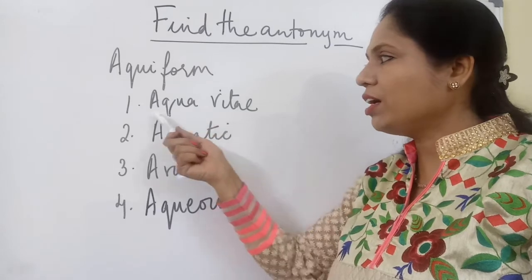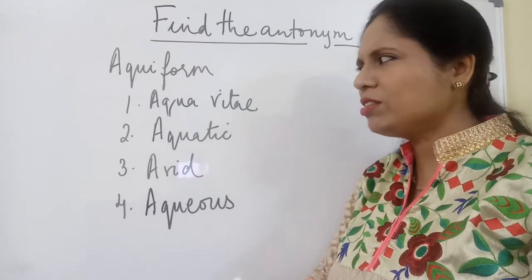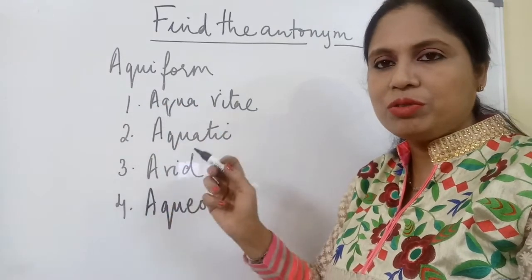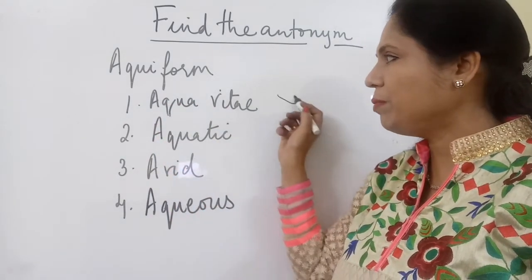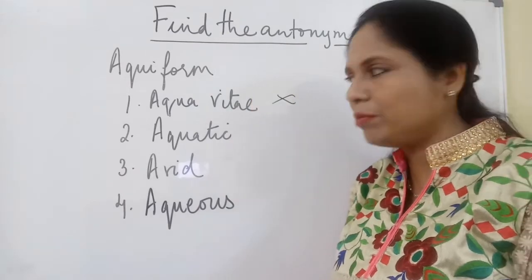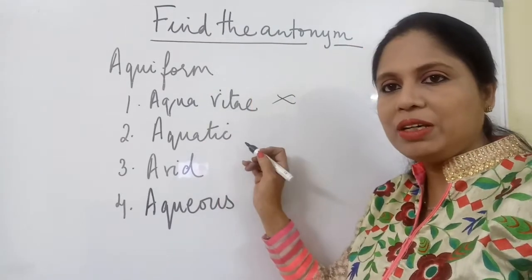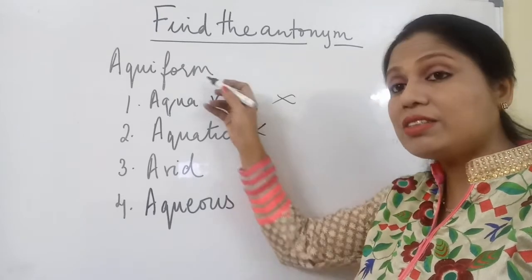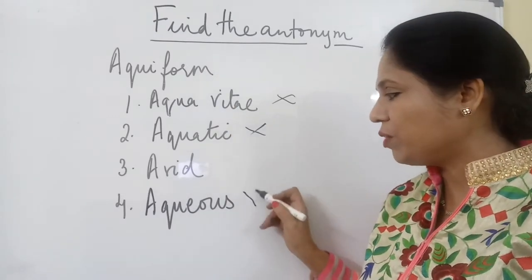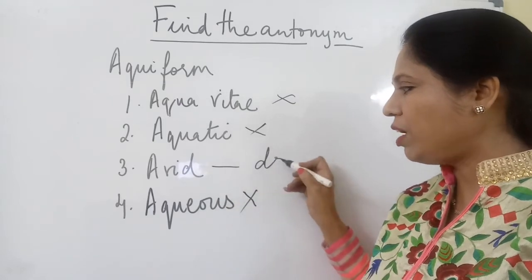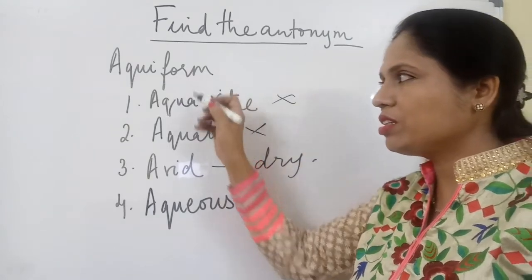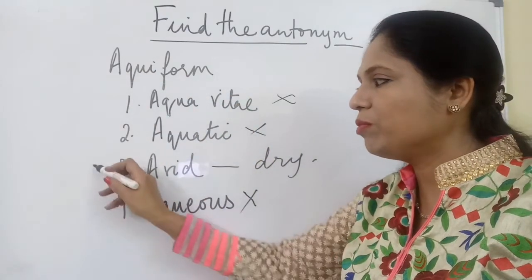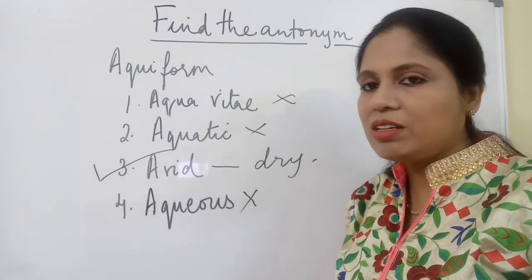Aquavitae. Aquavitae has got something to do with water. It is distilled water which is used for making alcohol. Cannot be my answer. It's very similar in meaning. Aquatic means of or relating to water. Aqueous is a synonym because it means watery. Arid means dry. So it must be an opposite or antonymous to my word aquiform, which is my correct answer.